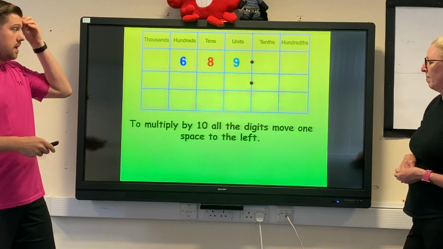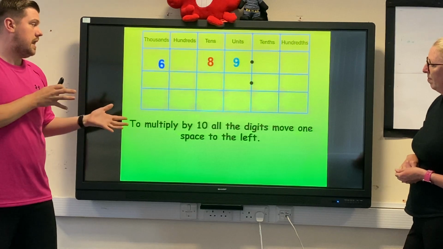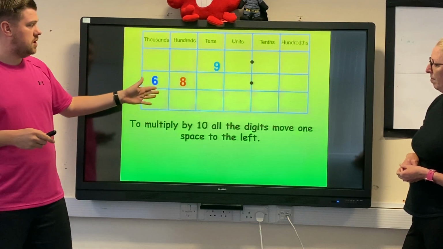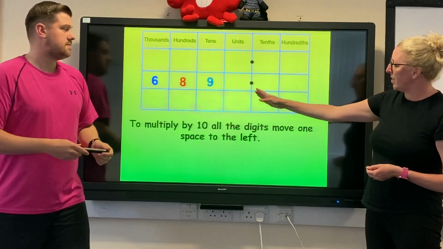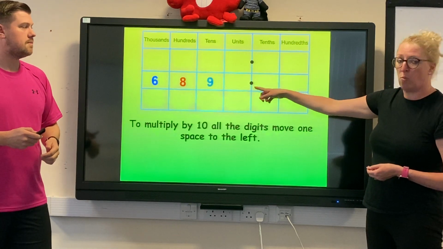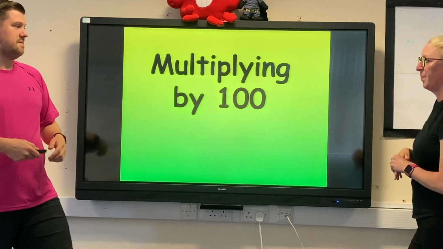So another example, we've got the number 689, we move one to the left each. So we've got 6,890, with the 9 in the tens column. And you'll notice that there is a gap in the units column. We can't leave it like that. Think about what we need to do as a placeholder. We've got to put the 0 in.